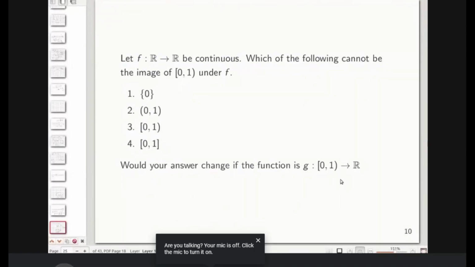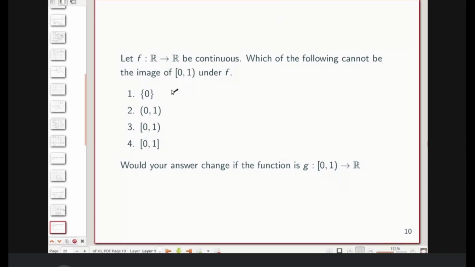Okay, so we have a function from R to R, and it is a continuous function. We are mostly worried about the image of this continuous function. So we have to see if the image can be (0,0), (0,1), [0,1), or [0,1]. Wherever you say yes, this can be an image, you have to give an example. If you say no, then you have to tell why.